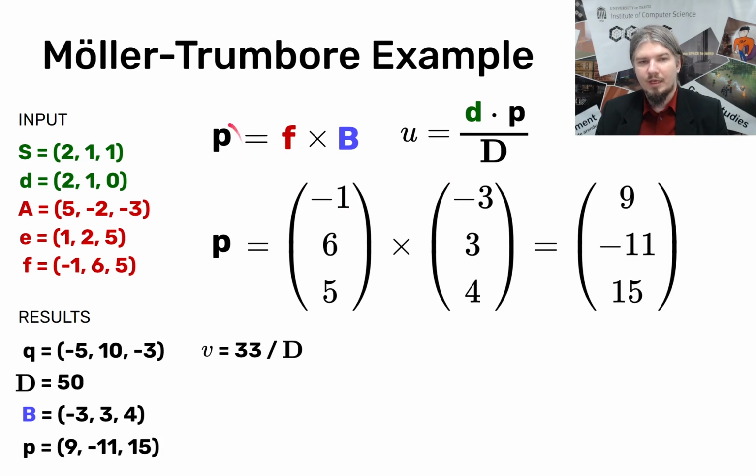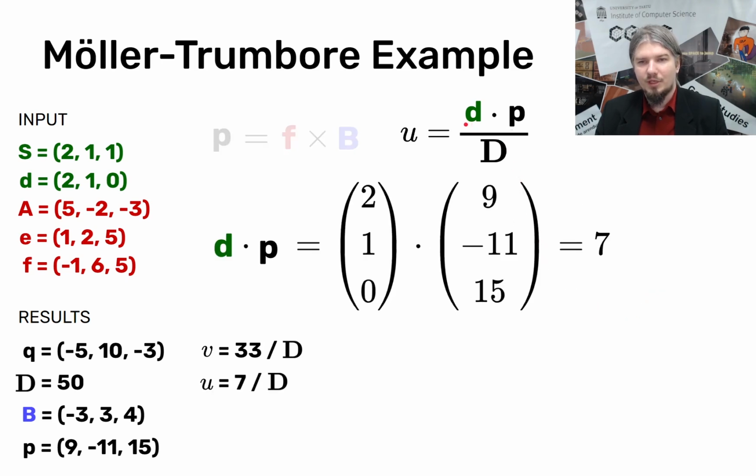Now is the time to calculate P. We already had Q, so this is the second cross product. This is F cross product B. And we're going to use that P in the calculation of U. So P is over here, and for calculating U, we need to take the dot product between D and P. So this dot product here is going to give us 7.